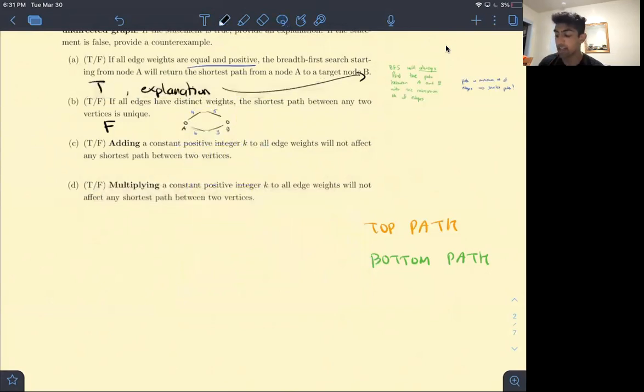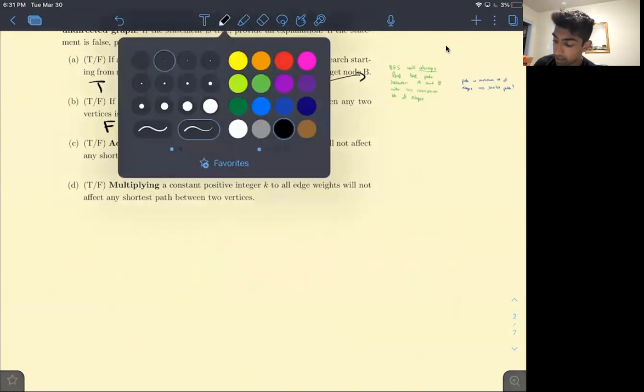Cool. So moving on to the next one. This one's also a bit tricky. Adding a constant positive integer k to all edge weights will not affect any shortest path between two vertices. So let's look at an example of a graph.